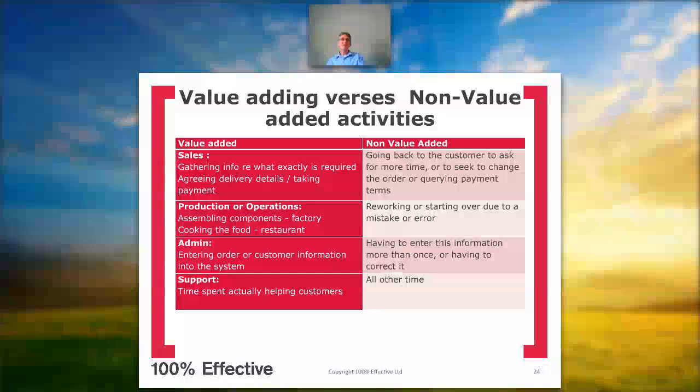In operations or production, the assembly of components in a factory, in a restaurant, the cooking of the food would indeed be value-added activities, whereas reworking or starting over due to a mistake or error would be non-value-added. In terms of administration, entering an order or customer information into the system would be a value-added activity. Having to enter this information more than once or having to correct it would be a non-value-added activity.